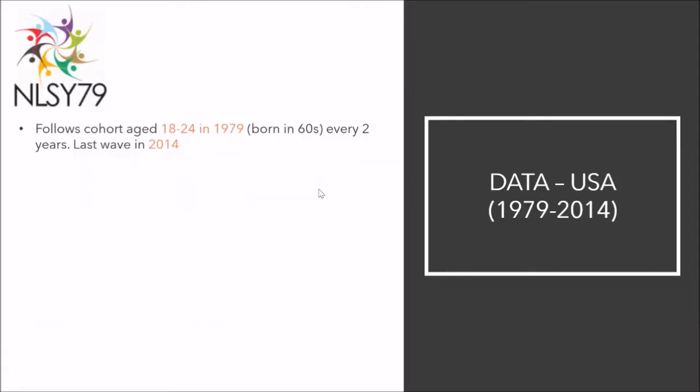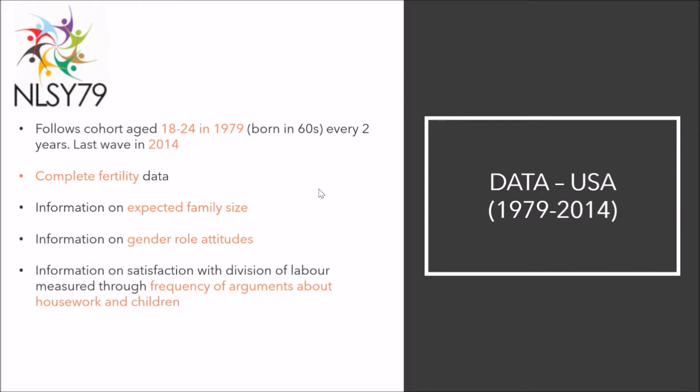So throughout the presentation today, I'm going to be using 2 data sets. The first is from the US, and it's the National Longitudinal Survey of Youth, which is a cohort study following individuals who are aged 18 to 24 in 1979, and it follows them every 2 years up to the present day. This is a great survey for what I'm interested in, because for the women at least, I have complete fertility data. I can follow them from when they were young to when they finished their reproductive years, so I can really track what happens to their expected family size over time. I also have information in the survey on gender roles and also satisfaction with division of labour in terms of the independent variables I'm interested in.